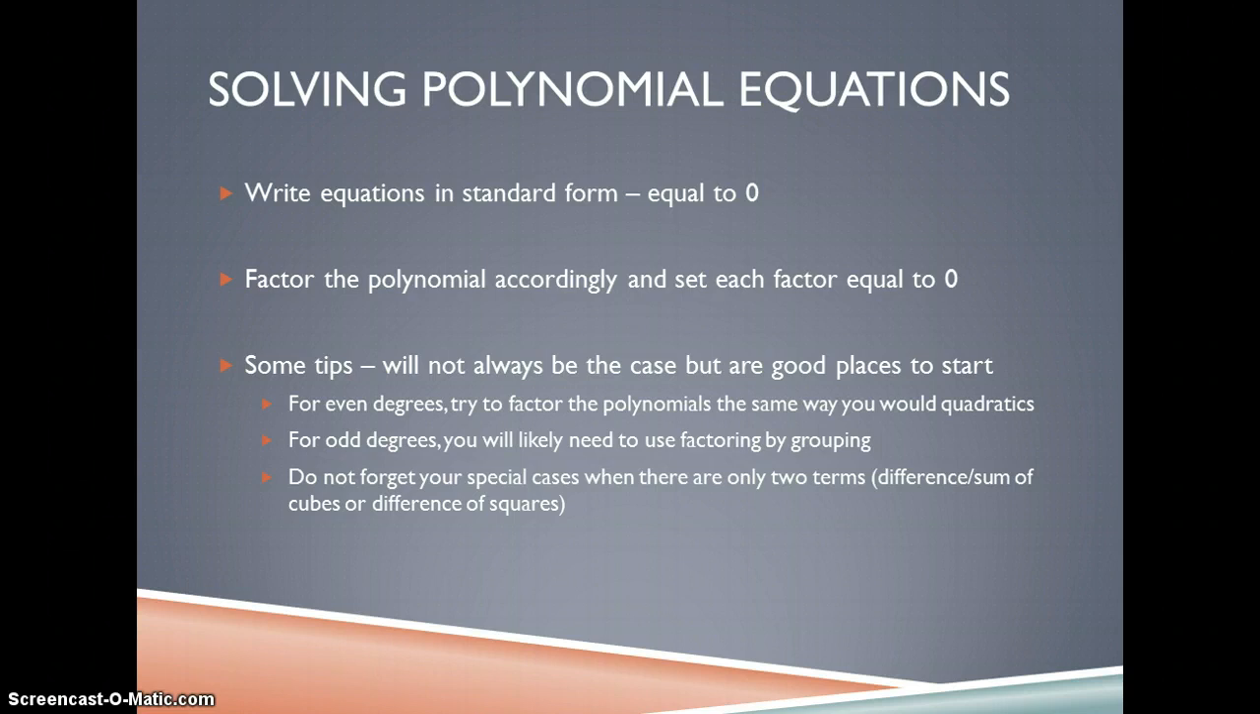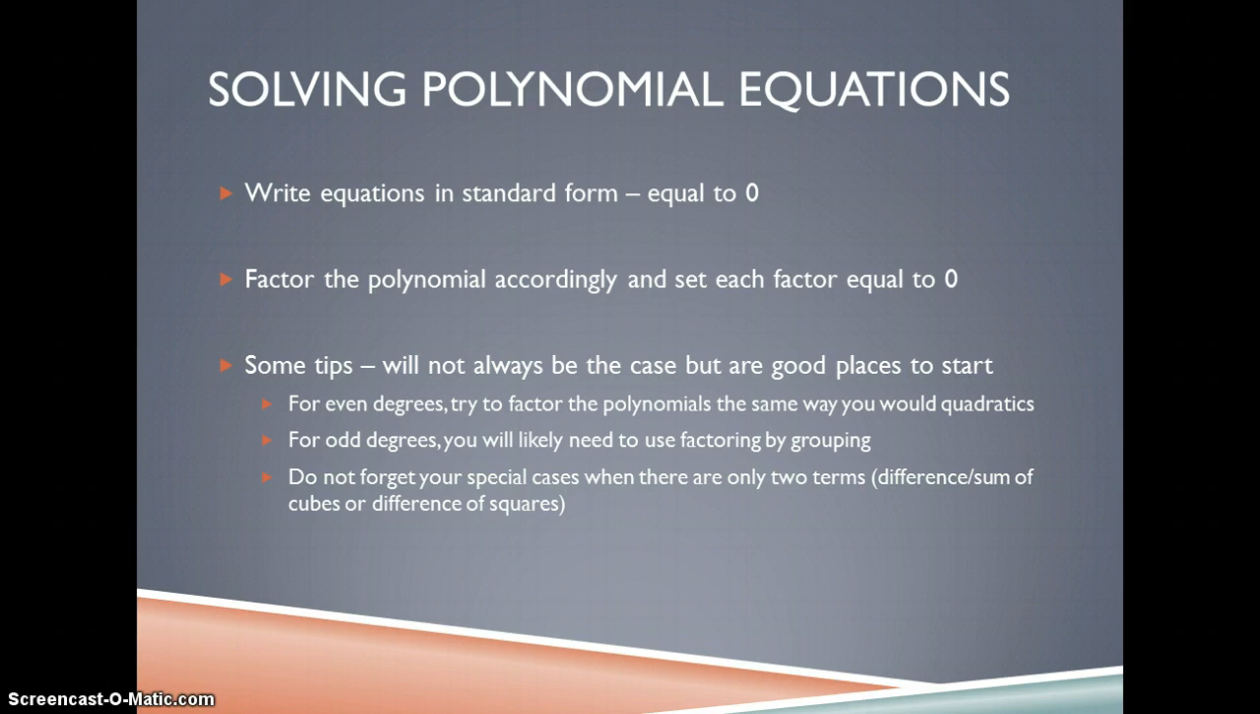In order to solve polynomial equations, we simply need to write the equations in standard form, make sure they're equal to 0. That is really, really important. Factor the polynomial accordingly. It could be by grouping. It could be a sum or difference of cubes. It could be a quadratic. It could be in quadratic form. It could be a difference of perfect squares, a perfect square trinomial. All those things are still possible at this point. These will not always be the case, but they're good places to start with factoring.